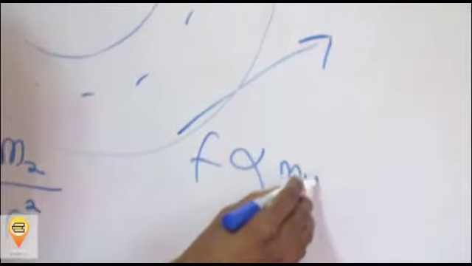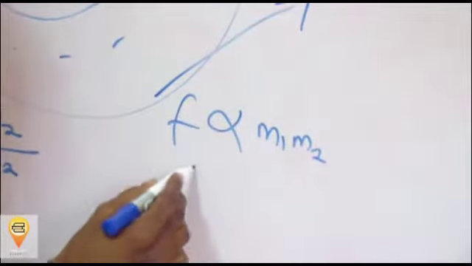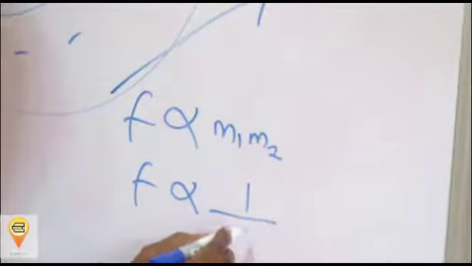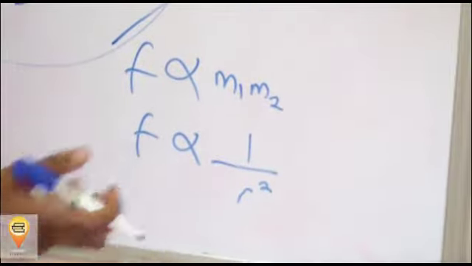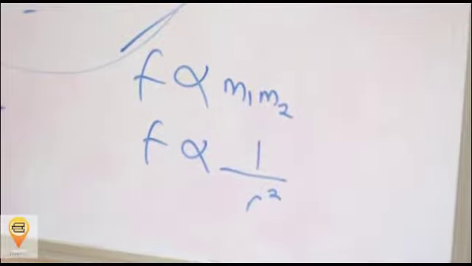Now, let's first separate this. It's directly proportional to the product of the masses. It is inversely proportional to the square of the distance between them. Putting this together, this is what you get.